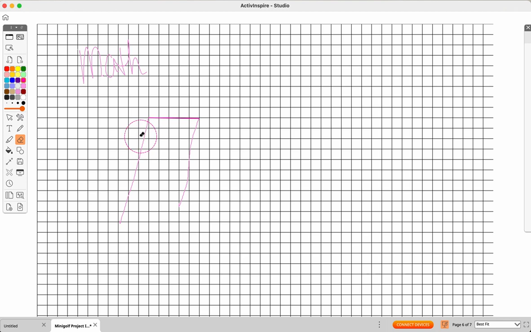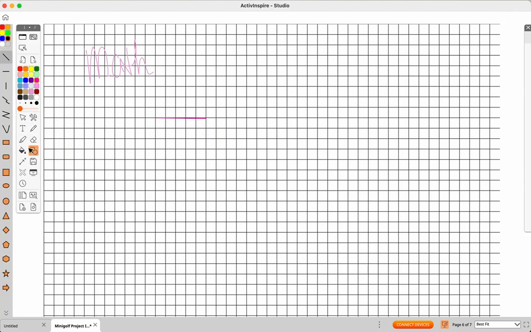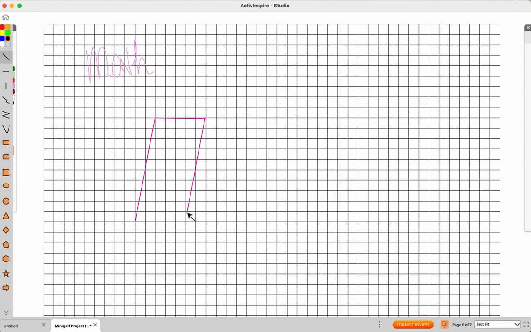Get out my eraser, because this is my rough draft, but I want my rough draft to be right. So, okay, come down here. There's that. Come down here from that point. Over 1, over 2. There we go. And then connect my dot. Okay, so that's my first side.